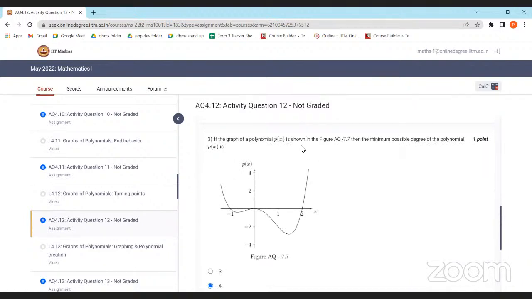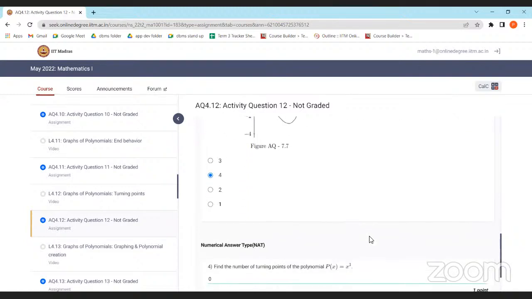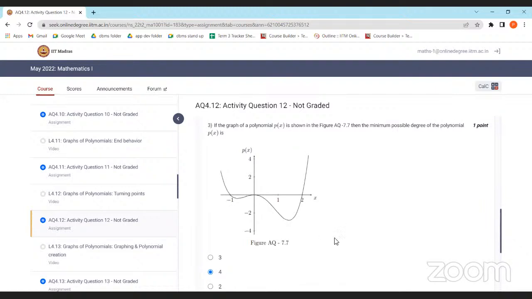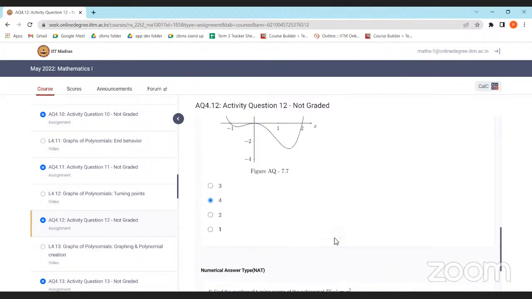Okay, any doubt in this? If a graph of this polynomial, what should be the minimal possible degree of the polynomial here? Is it 4, sir? It should be 4. Three terms are there, so it should be minimum 4. Then find the number of turning points, 0.